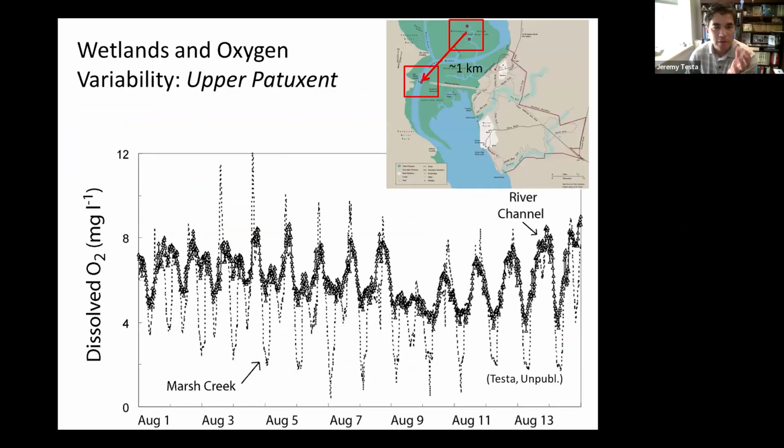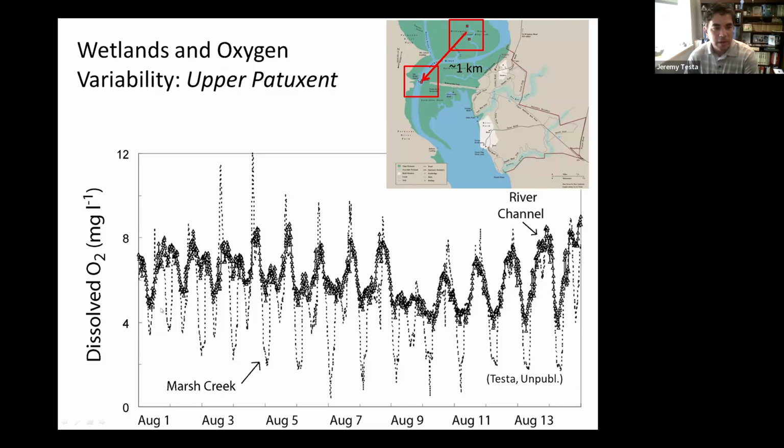But coming back to the oxygen, it struck me because during this past time when I was working there, I deployed some oxygen sensors in a marsh creek in this upper part of the Patuxent and compared them to a sensor out in the main channel. These deployments happened for about 2 weeks. And if you look at the dissolved oxygen, the black triangles here are out in the channel, and then these thinner lines are in the Marsh Creek.